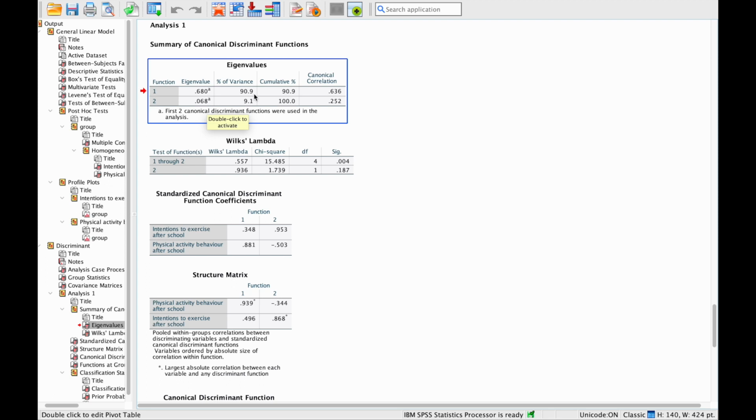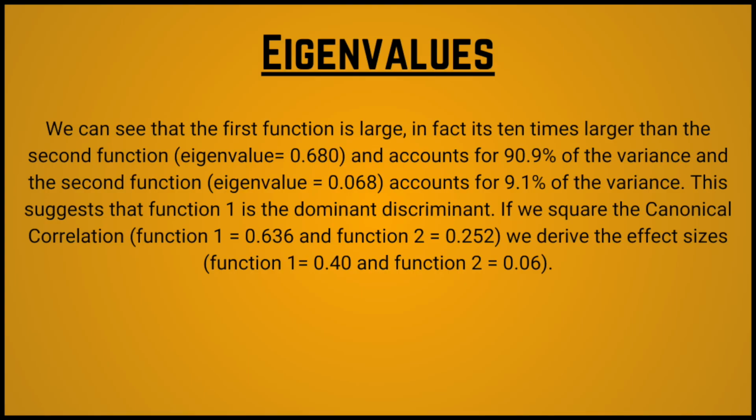The first function accounts for 90.9% of the variance, and the second function accounts for 9.1% of the variance. This suggests that function 1 is the dominant discriminant. If we square the canonical correlation, function 1 equals 0.636 and function 2 equals 0.252, we derive the effect size. Function 1 equals 0.40 and function 2 equals 0.06.